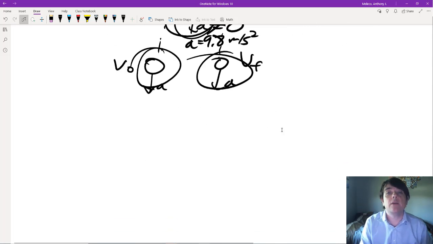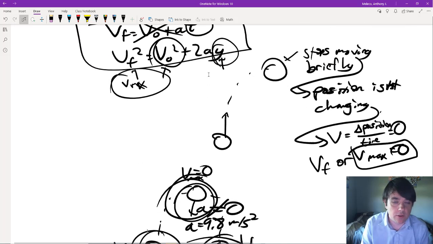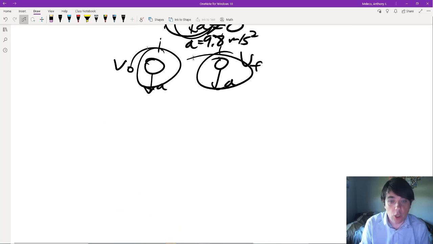But make no mistake, your acceleration is 0 here. Okay? Or your acceleration is, sorry, 9.8 here. Your velocity is 0. Okay? Try to keep that in mind. Okay, you still have that force acting on you. So, knowing that, we can solve for this.